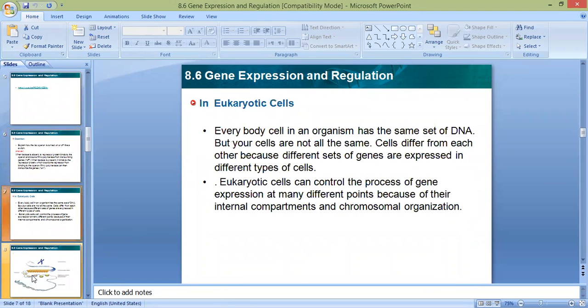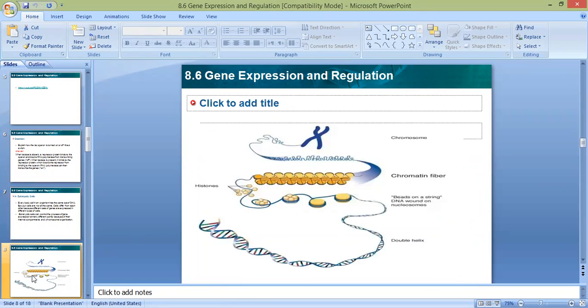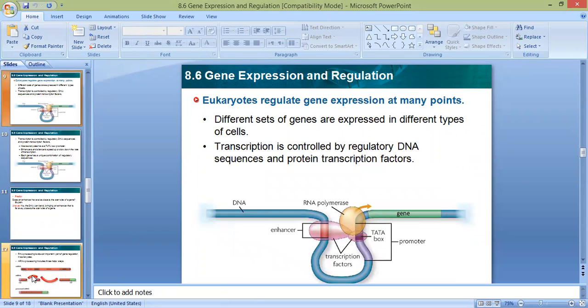In eukaryotic cells, some things are different because gene expression is regulated or controlled by regulatory DNA sequences and protein transcription factors, which are the enhancer, promoter, and transcription factors, which make the enhancer closer to the promoter and allow RNA polymerase to transcribe the gene.